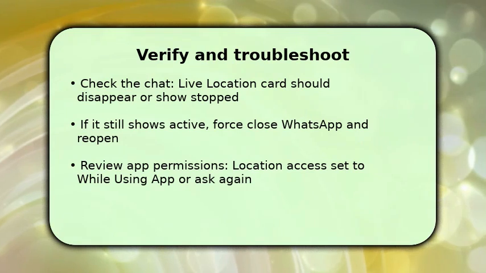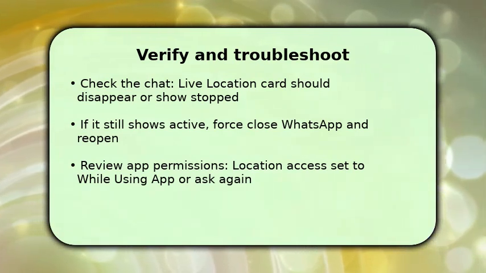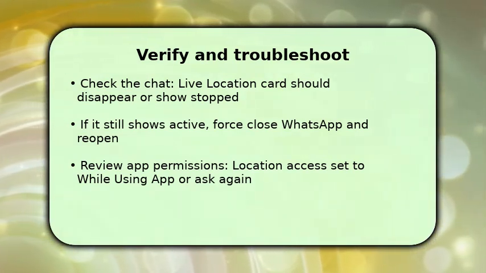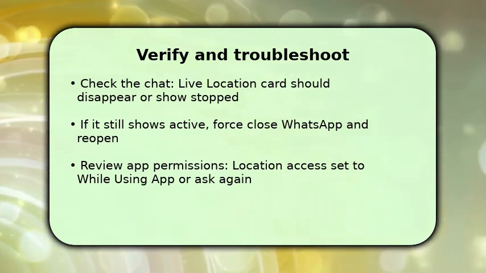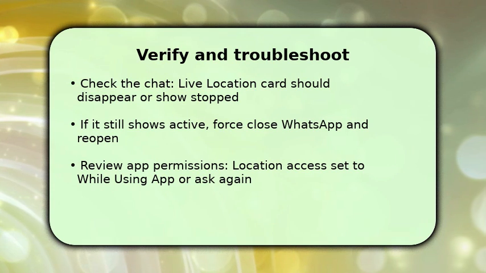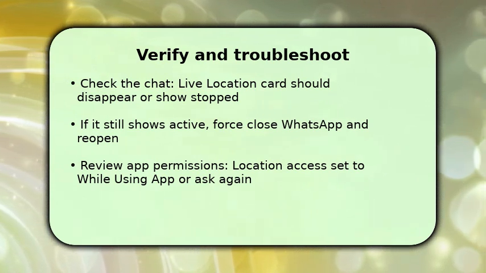Finally, verify that sharing actually stopped by looking for the live location card to disappear or show a stopped label. That visual confirmation is your cue that you're done. If it still appears active, force close WhatsApp, reopen, and double-check.